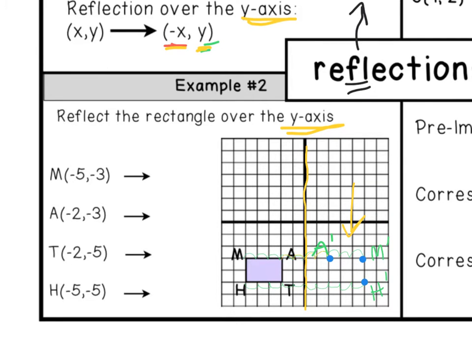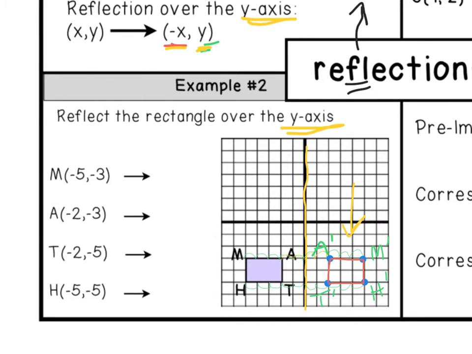And then I can see our last point. T is 2 away, so 2 in the opposite direction. T prime will be right there. And label that T prime. Okay, our final step is to connect neatly. There we go.